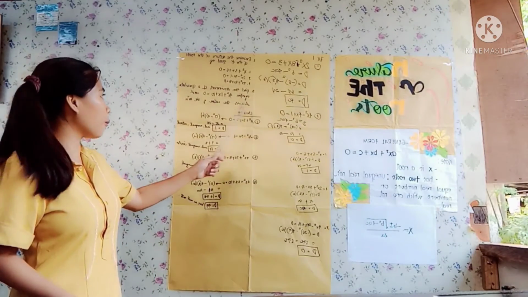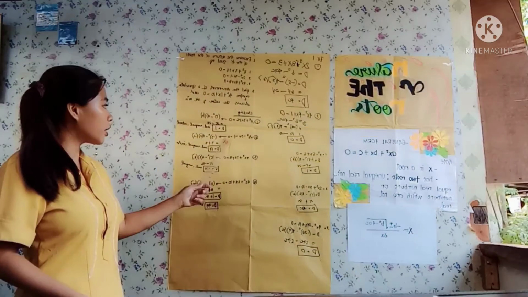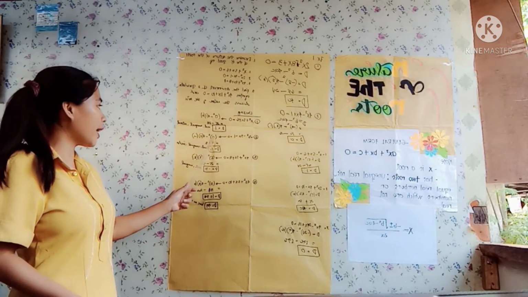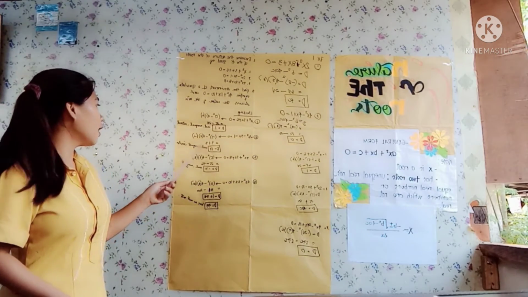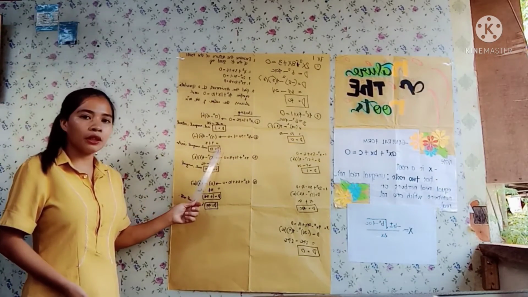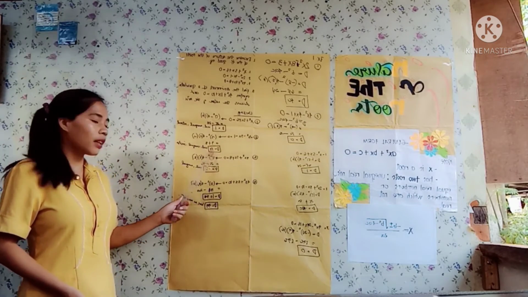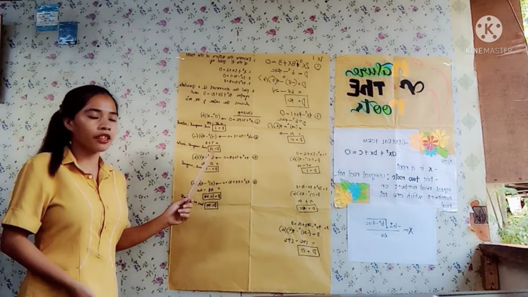Now, number 2, we have 2x squared minus 3x minus 1 equals 0. Substitute it to the formula of the discriminant. We have negative 3 squared minus 4 times 2 times 1. We get the discriminant of 17, so the nature of roots is real and equal and irrational.